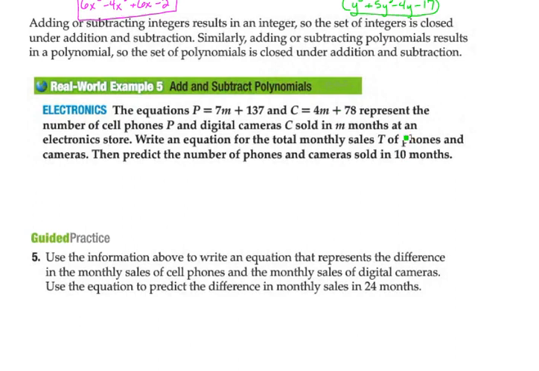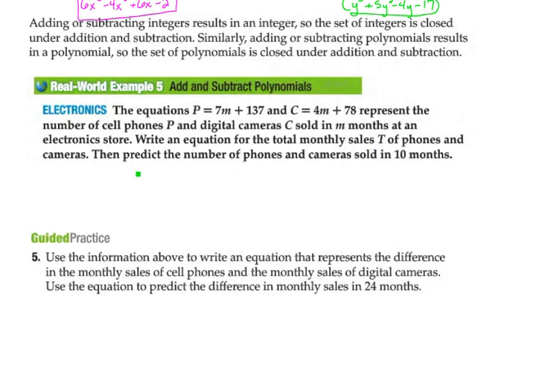So with that in mind, we have the equations P equals 7m plus 137 and C equals 4m plus 78 represent the number of cell phones P and digital cameras C sold in M months at an electronics store. We're supposed to write an equation for the total monthly sales T of phones and cameras. Then predict the number of phones and cameras sold in 10 months. Okay, so again, we are supposed to write an equation for the total monthly sales of phones and cameras.